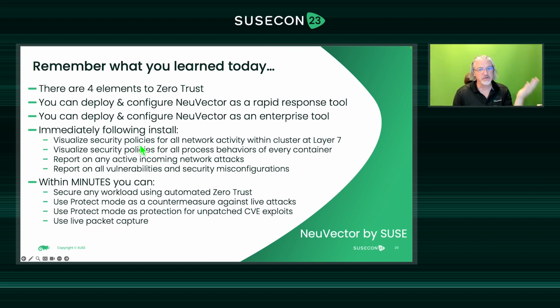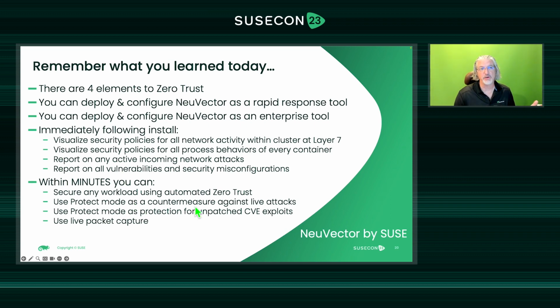If you install NeuVector, you'll immediately be able to see security policies for all your network activity, for all the processes. This is also very handy for troubleshooting or just for developers. We have had customers who install NeuVector for the first time in an environment and immediately detected network attacks, automated robotic SQL injection attacks, log4shell attacks. And you'll also get a report on all the vulnerabilities, security misconfigurations, things that NeuVector can do outside of the zero trust. Now, within minutes, you can secure an environment with NeuVector and the zero trust.